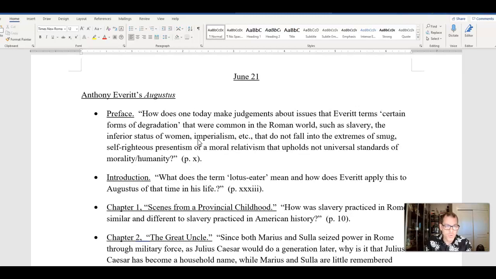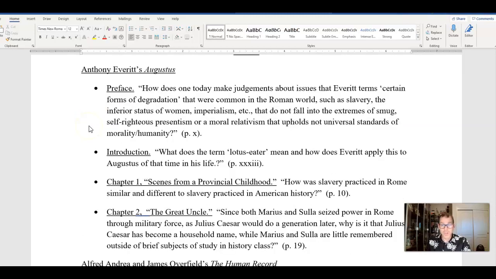So you put June 21st, and start off, put Anthony Everett's Augustus. Put Augustus in italics, since it is a title, and then underline that, and then using bullets, begin to lay out your questions for each individual specific reading. So for Augustus, for our first day of class, you're reading the preface, the introduction, chapter 1, and chapter 2. In that case, for those of you who are attending Zoom class, you only need one question per reading.